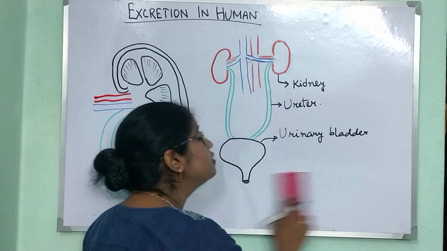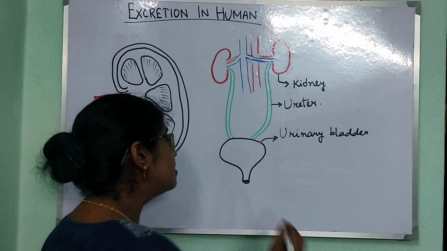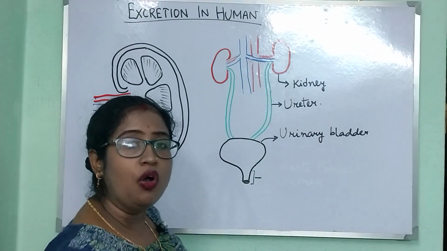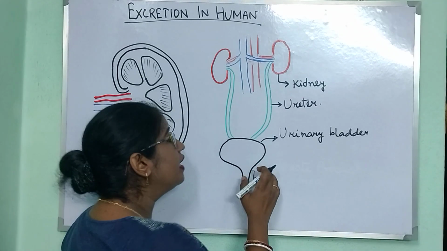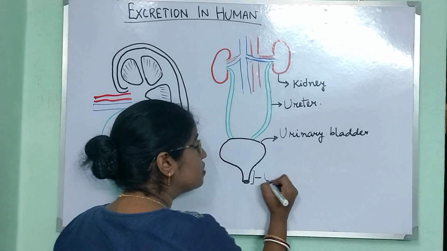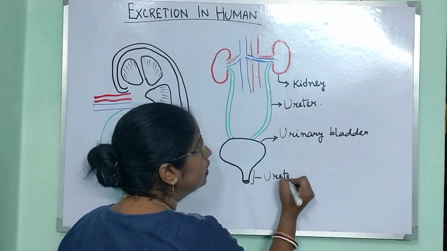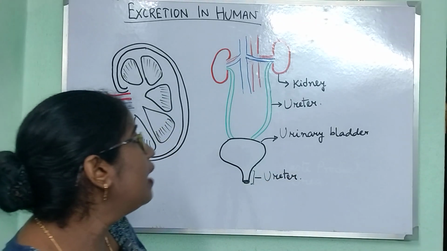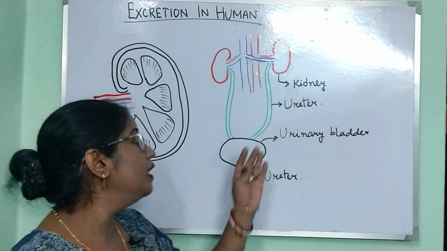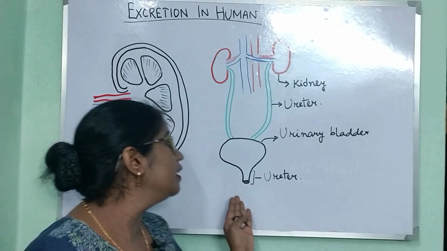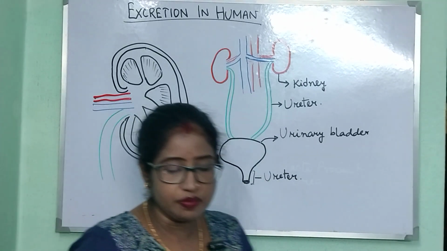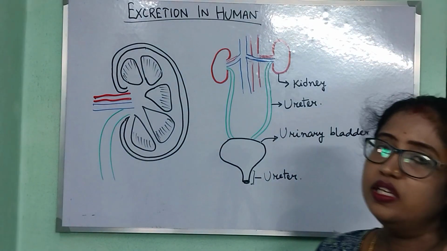And the last part is this part. This is a small tube-like projection that arises from this urinary bladder. This tube-like projection is known as urethra. So we have two kidneys, then a pair of ureters, then one single urinary bladder and one urethra in our excretory system or in our urinary system.